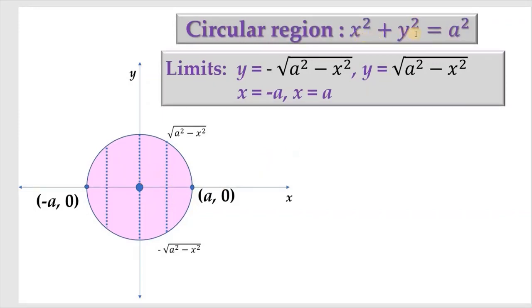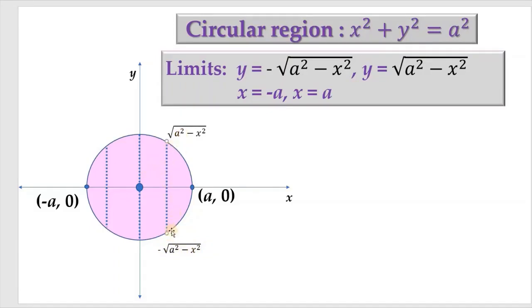Here x square plus y square is equal to a square, therefore y square is equal to a square minus x square. So when you consider y, it will be plus or minus root of a square minus x square. That minus corresponds to this point. When you plot this, we are here giving only the y coordinate. Why? Because it's a line parallel to the y-axis.